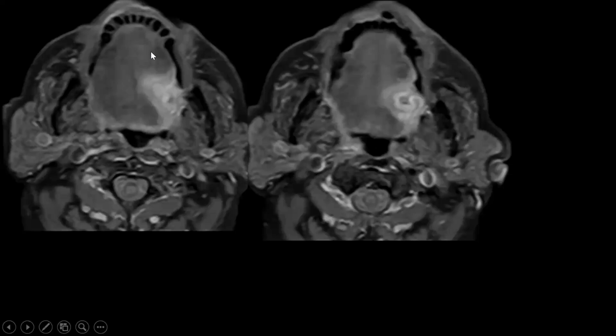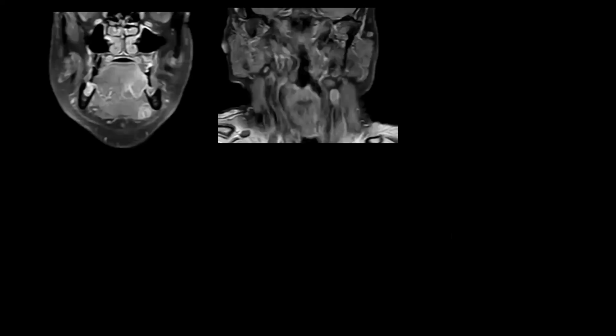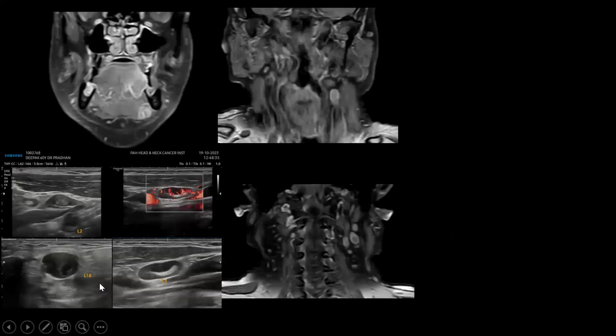Axial images, we can see that it is epicentered in the anterior tongue, but it is extending along the base of the tongue. But there was no vallecular involvement. There was no hyoid involvement. Sagittal section can show that it is only limited to the superior extent of the tongue. This also had metastatic nodes, very beautifully seen on ultrasound images. These are the metastatic nodes on MRI.